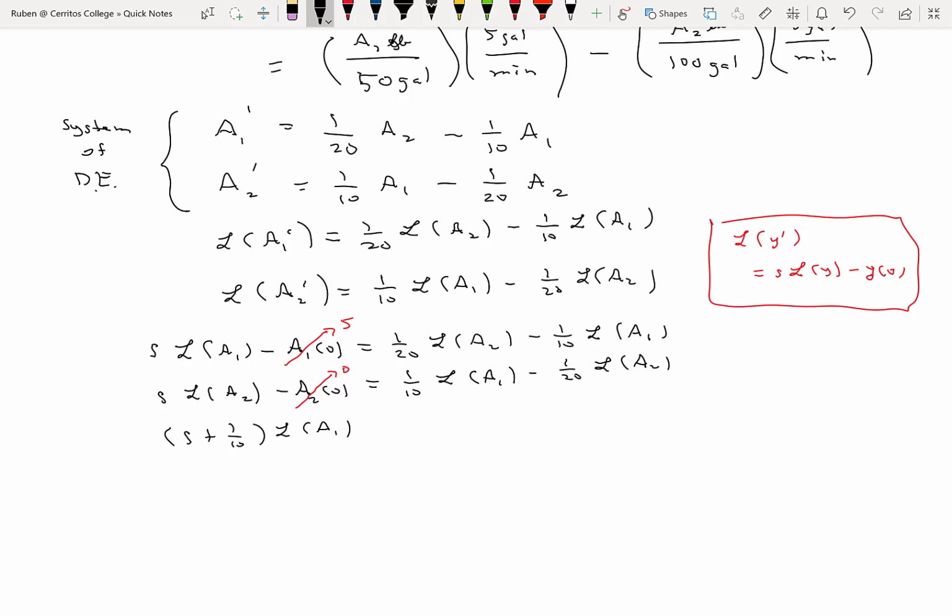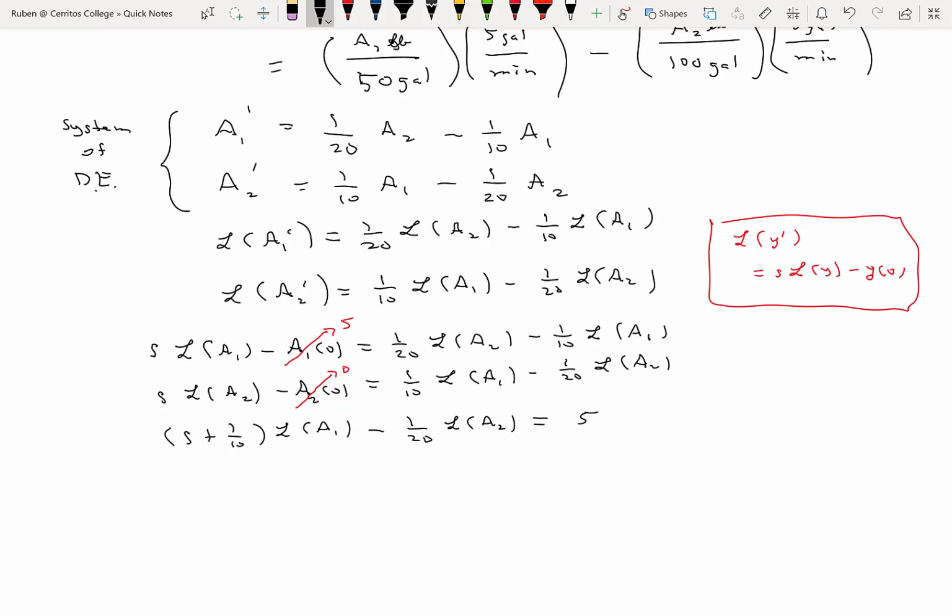Alrighty, so minus 1/20th times the Laplace transform of A2, and that should equal 5. I'm going to do a similar thing with the second equation.